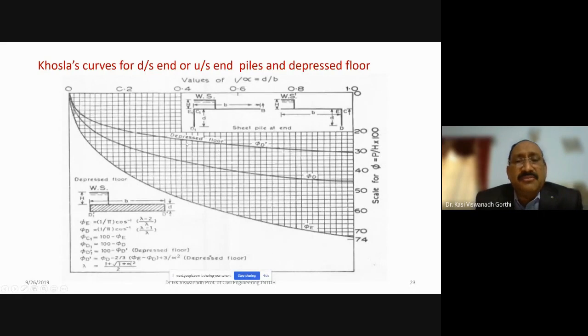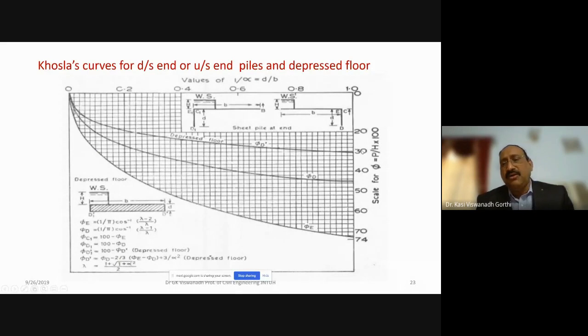For the depressed floor, you have a curve, and for phi D and phi E, these are the curves. Instead of calculating from the equation, you may use these curves also. Once you know the value of alpha, calculate 1 by alpha. Say 1 by alpha is 0.2, draw a vertical line at 0.2 to cut this phi D curve. Say maybe it is cutting here.